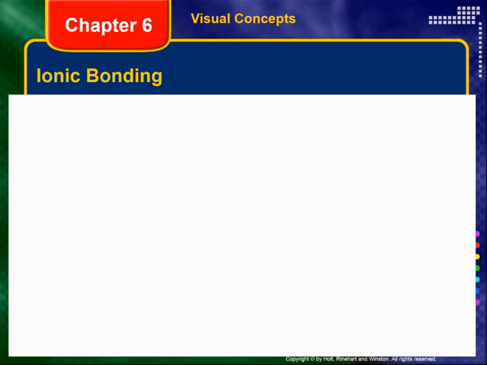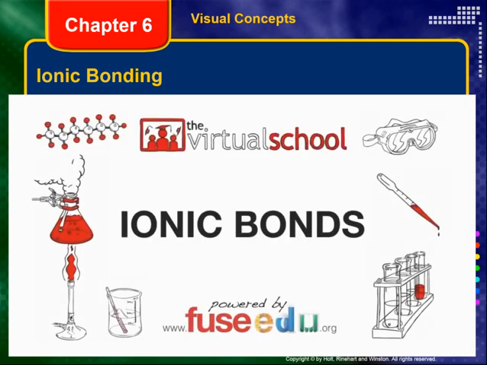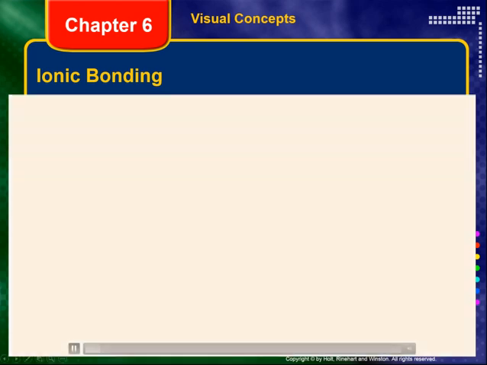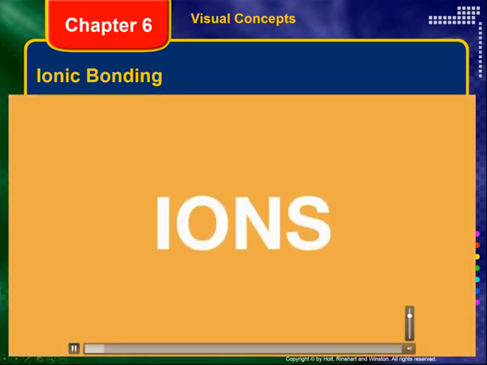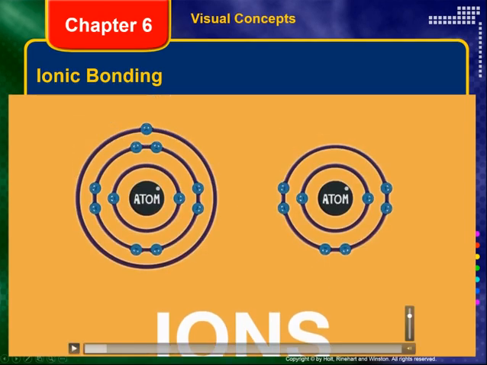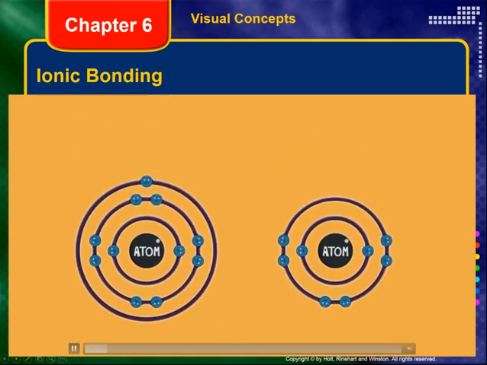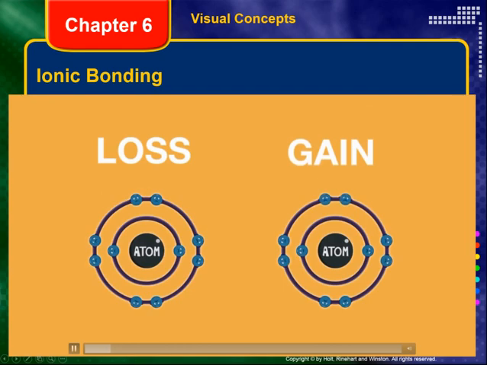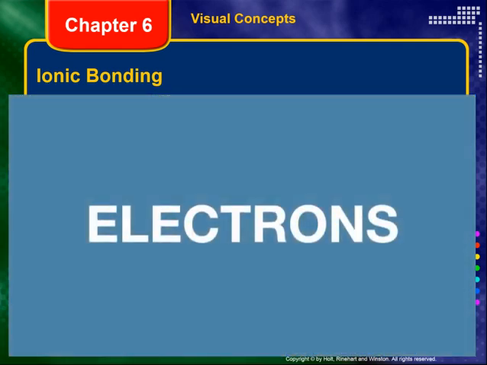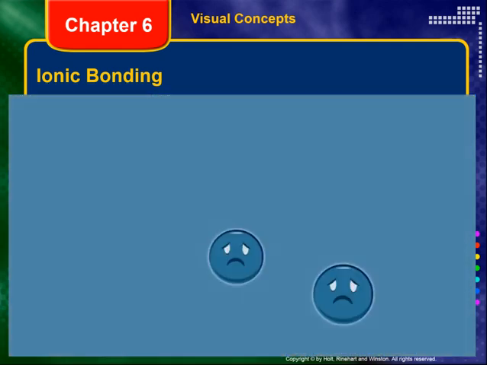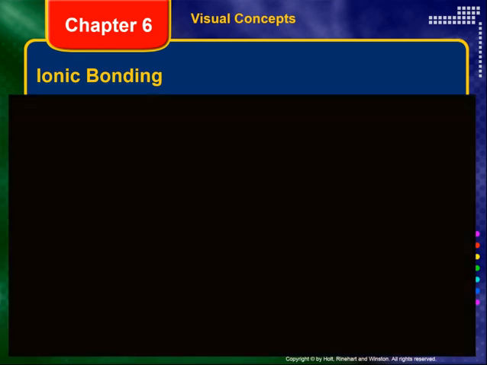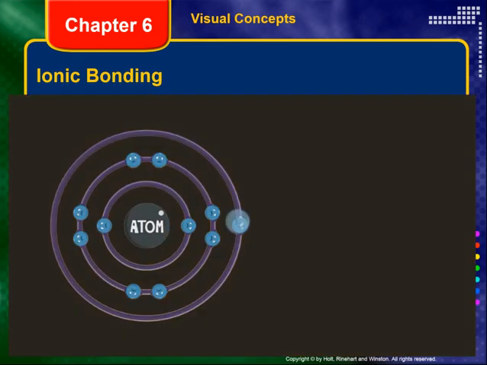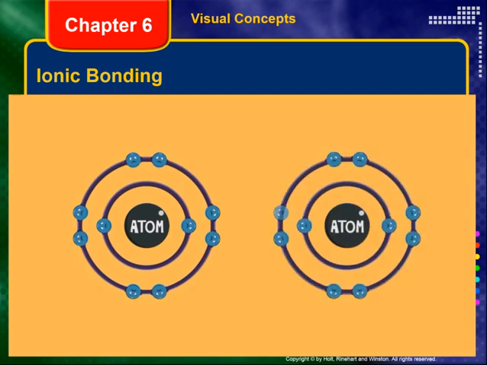We have previously learned about the formation of ions. Now we will learn about ionic bonds. Ions, as you already know, are formed from the loss or gain of electrons. Electrons, however, do not suddenly appear or disappear. They are in fact transferred from one atom to another.